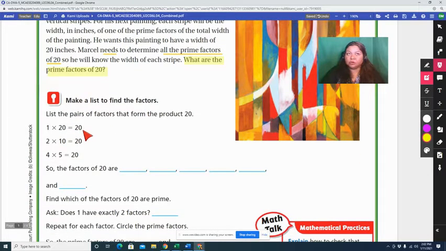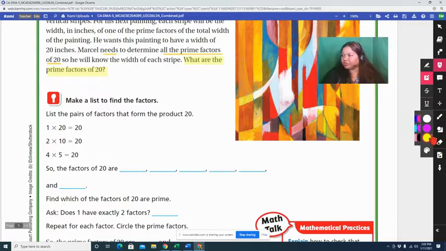This is where you need to know your times tables, because that way it'll be easier for you. So we want to list pairs of factors to form 20. And so here they started it for you. You want to start with 1, and the number itself always, because you know for sure that those are the first two factors that all numbers have, 1 and the number itself. So 1 times 20 equals 20. Now we want to move up.